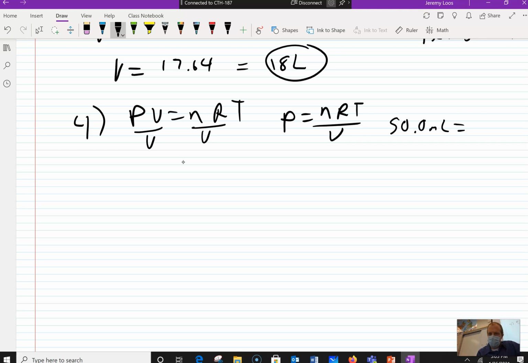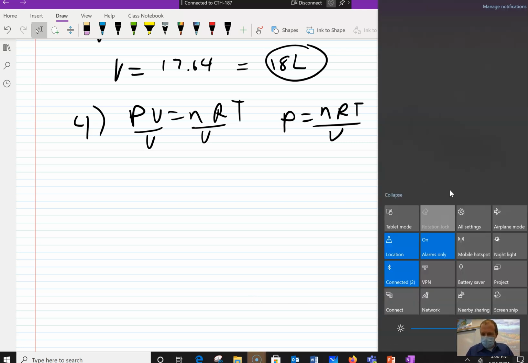50 milliliters. We move the decimal 3 times, because we can't use liters. So that's that many milliliters. So that's 0.05.